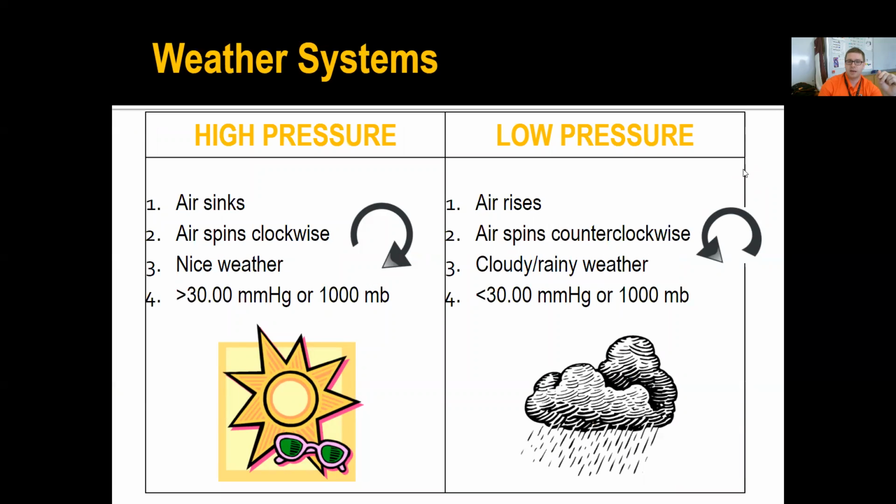Here's the last thing just to mention. Again, high pressure will rotate clockwise or to the right in the northern hemisphere. You have sinking air with this. Nice weather, good air pressures, sunny days. Low pressure, it's all the opposite. You have air that's rising, you're rotating counterclockwise or to the left, you're going to get rain, you're going to get clouds, and you're going to get some lower pressure developments.